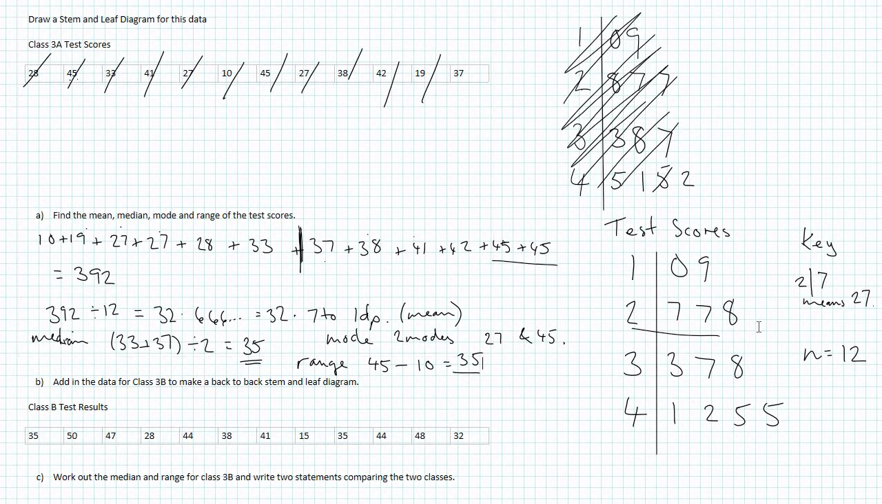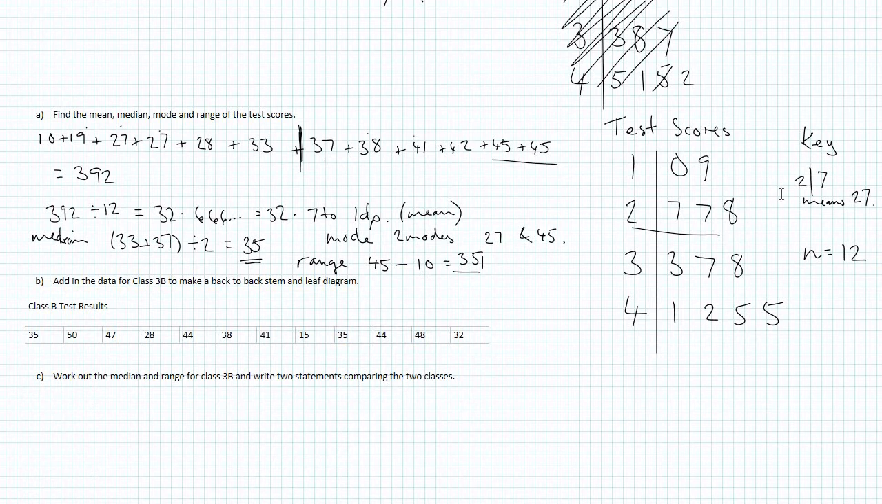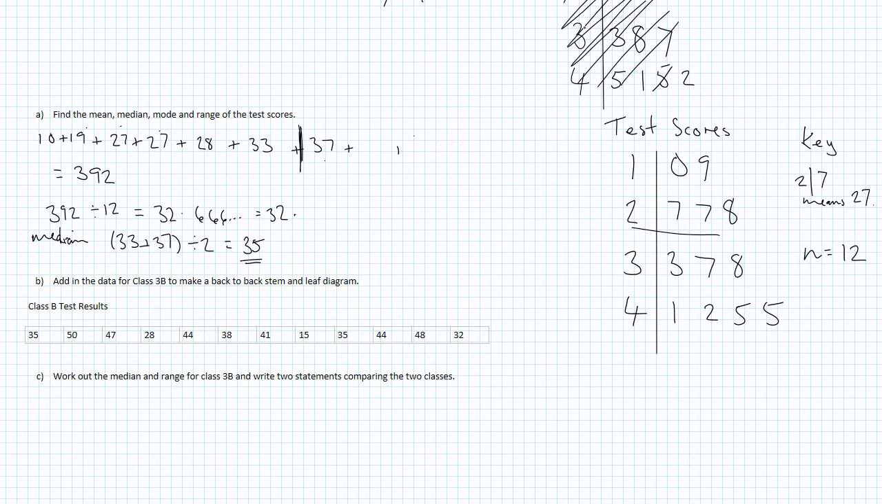Okay, so it's saying now add in the data for class 3B to make a back-to-back stem and leaf diagram. Now I've been a bit silly here and I've written all this on top of it. Obviously you wouldn't rub out your work in the test, but I'm just making a bit of room here. To make it a back-to-back stem and leaf diagram, what I want to do is go backwards. Now let's put these in order.